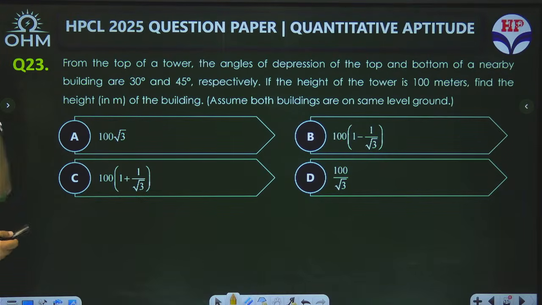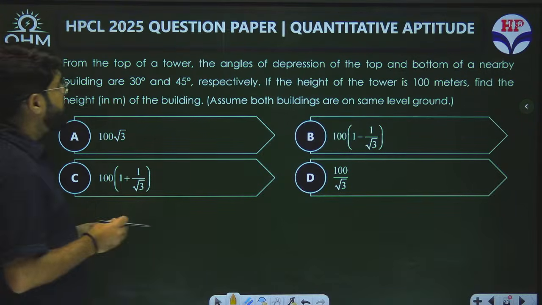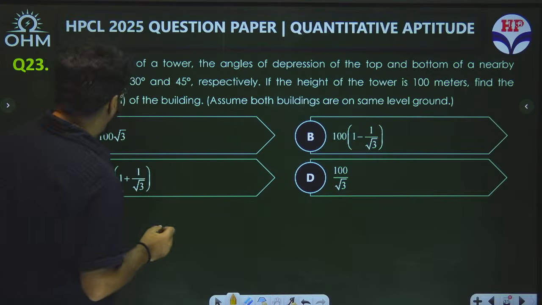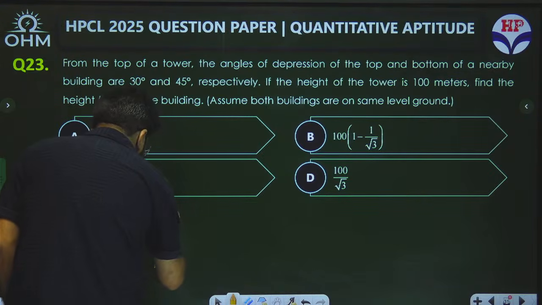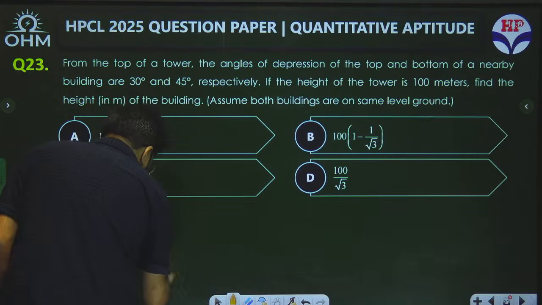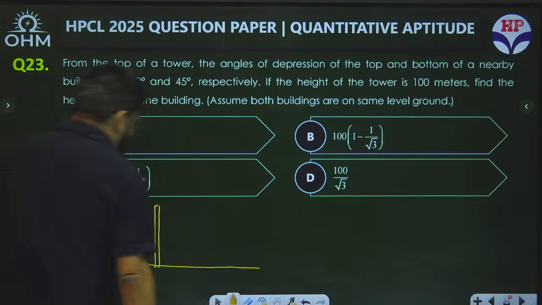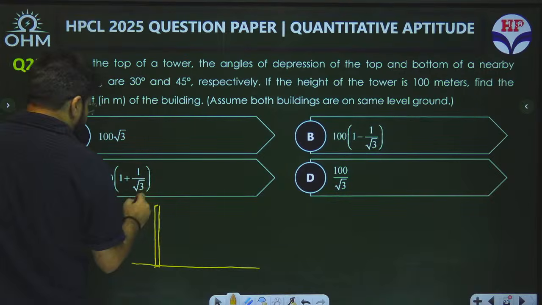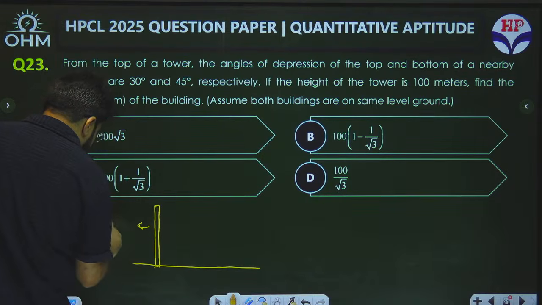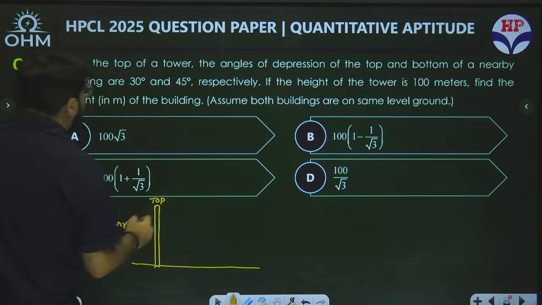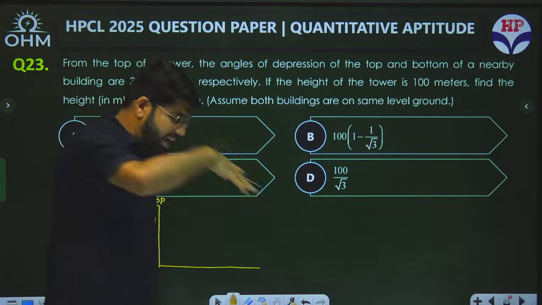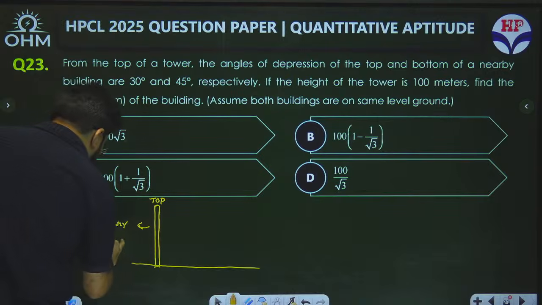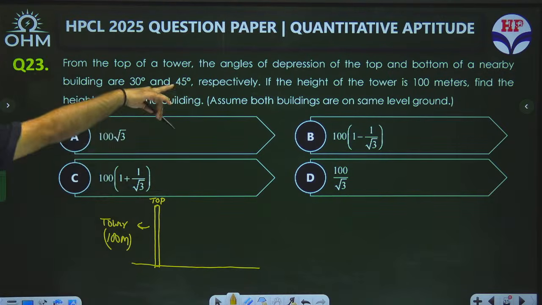From the top of a tower, the angles of depression of the top and bottom of a nearby building are 30° and 45° respectively. Now see, suppose this is the tower. Of course, every tower and building will be located on the ground, so the calculations will be with reference to the ground level also. Let's say this is the top of the tower. Whenever I'm looking at the building, I have to look down, so the angle of depression. The building will be smaller in height. The height of the tower is 100 meters, as mentioned somewhere.